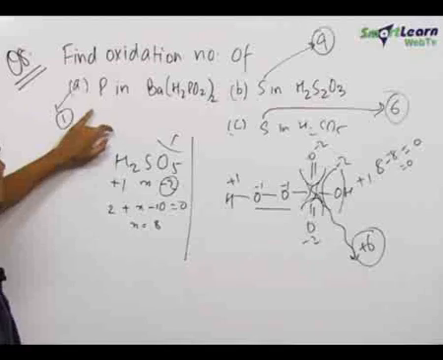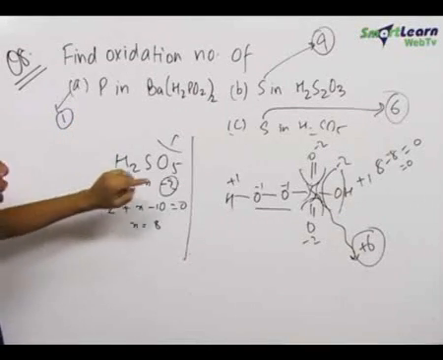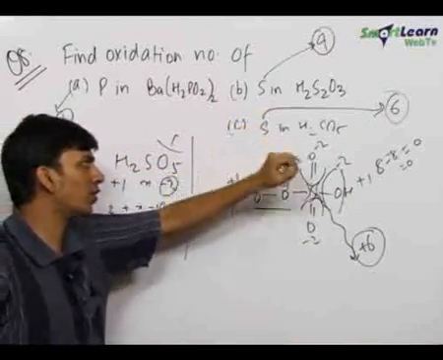So, in the three parts we get the answer of oxidation number of phosphorus to be 1, oxidation number of sulfur to be 4, and oxidation number of sulfur to be again 6.